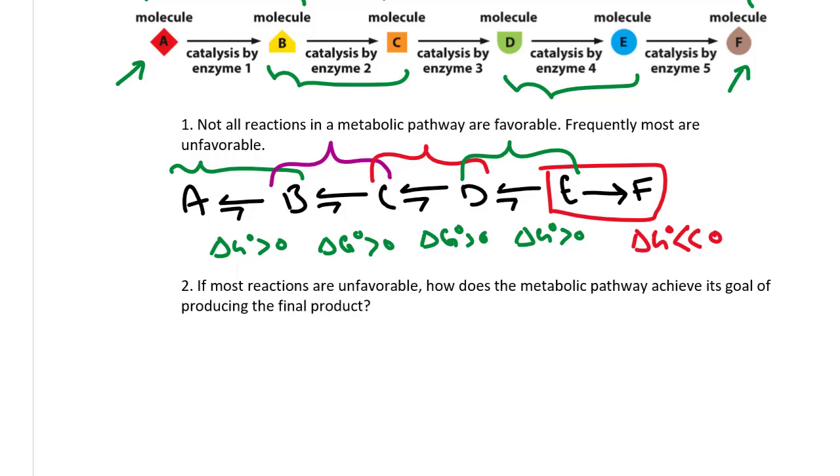So as long as E to F, that reaction is functional, meaning that the enzyme is on and the reaction is proceeding, then the delta G for these reactions, the other reactions, will all be less than 0. And we'll see an example of this shortly.